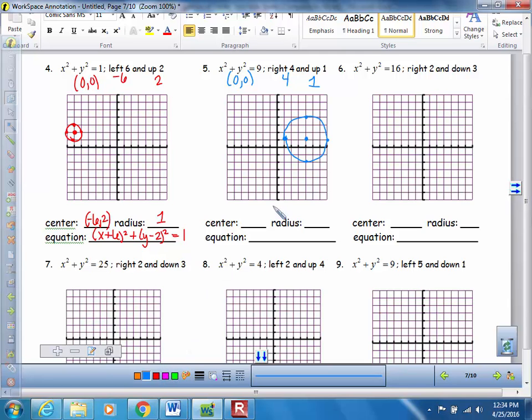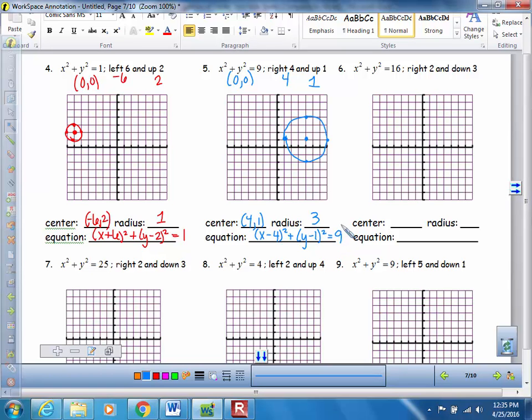Okay, so my new center is going to be exactly what the translation tells me. So it says 4, 1. So my new center is 4, 1. My radius, you told me, was 3, so that stays the same. Now when I rewrite my equation, it's going to be x. Since both of these are positive, that means in the equation it's going to be x minus 4 squared plus y minus 1 squared equals 9.